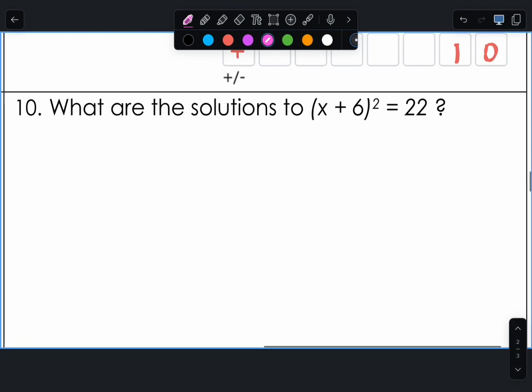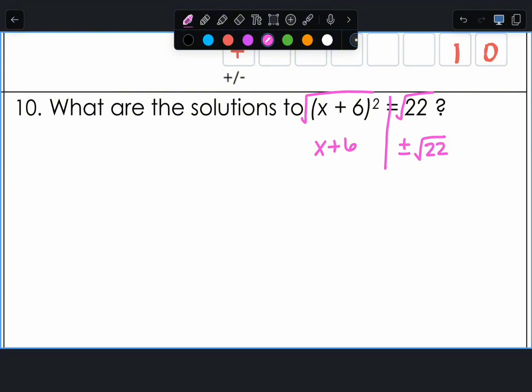Number 10. I take the square root of both sides. I get x plus 6. What happens when you try to take the square root of 22? It's a decimal. So we leave it under the square root. We still have to solve.